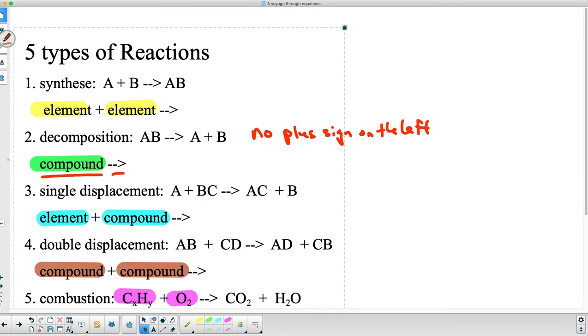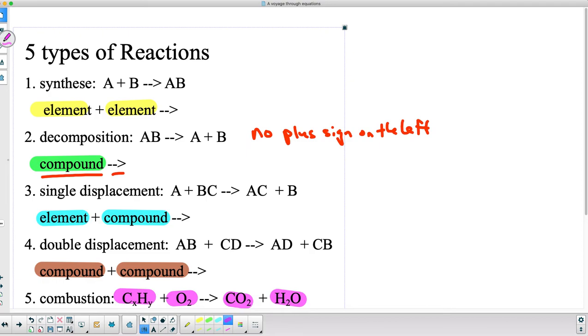So just a quick review. We have 5 choices here. We have element plus element, that's synthesis. Just one compound, that's decomposition. Element plus compound is single displacement, and compound plus compound is double displacement. And then very specifically, we have a CH compound plus O2 as combustion. And we will always get then on this side of combustion CO2 and H2O, which is another indicator of combustion.